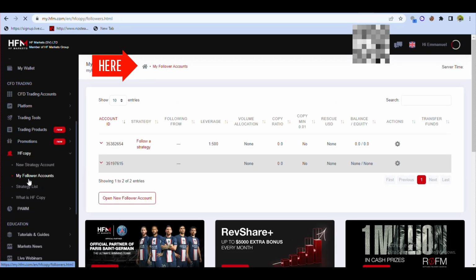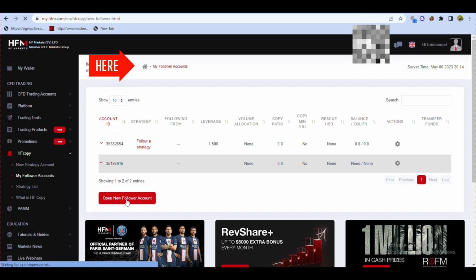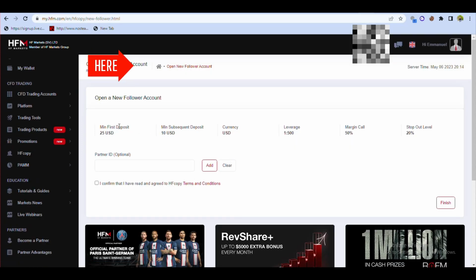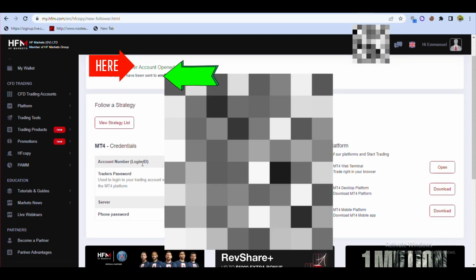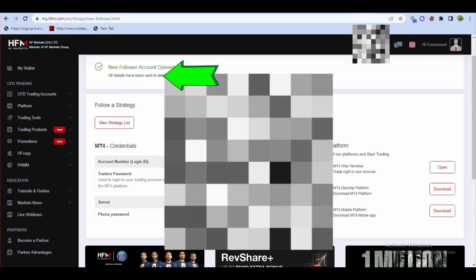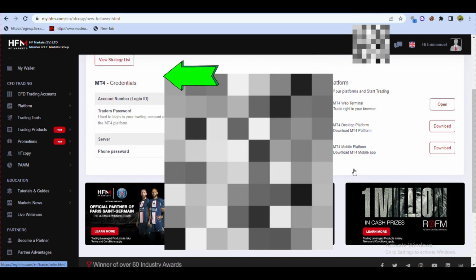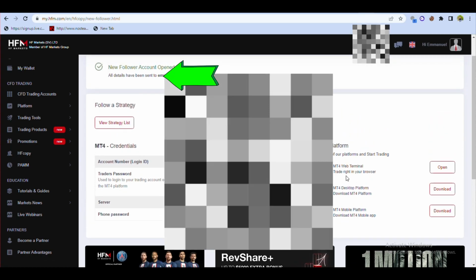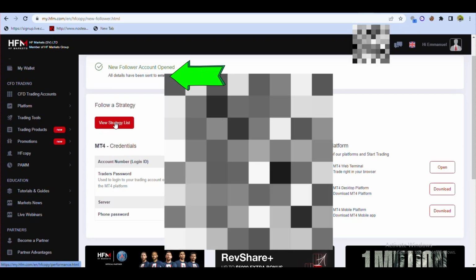As they are strategy providers, we are followers. So you click on open new follower account, and then you would see the minimum first deposit of 25 USD, currency, leverage, margin call, and stop out level. Then you click I confirm, and then finish. You would then see your account number, login, trader's password, and all this. When you're done with this, you would log in to this account on your MetaTrader 4, and then you would click view strategy.